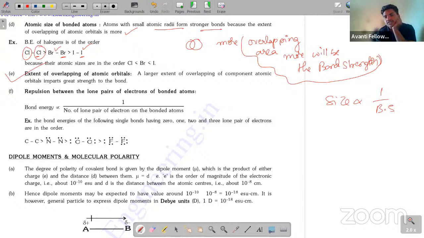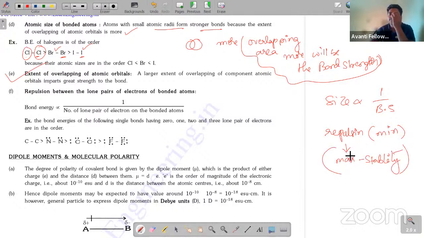So yes, repulsion should be minimum. Why should it be minimum? Because minimum repulsions lead to maximum stability. So whatever the lone pair of electrons or unreacted electrons, they should have minimum repulsions and maximum stability.